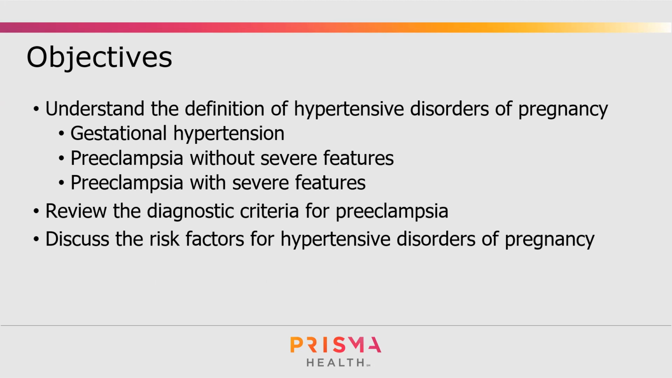My goals today are for you to understand the definition of hypertensive disorders of pregnancy, which include gestational hypertension, preeclampsia without severe features, and preeclampsia with severe features. We're going to review the diagnostic criteria for preeclampsia, which are many and varied. And then we're going to discuss who's at risk for hypertensive disorders of pregnancy.